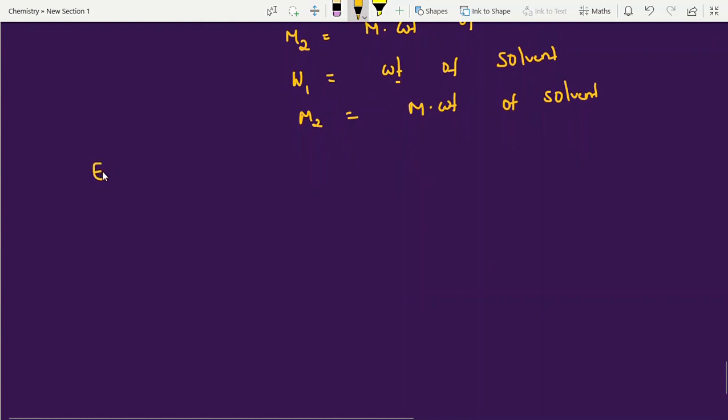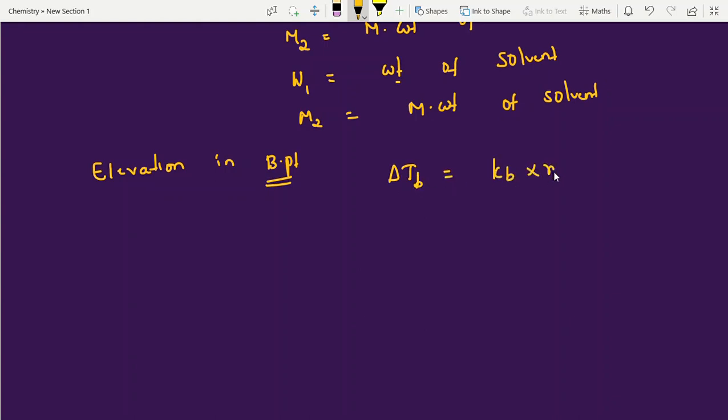Next, elevation in boiling point. What is the formula? Delta TB equal to KB into m. Molality is what? W2 into 1000 by, as already given above. So directly I'm writing here M2 into W1. Delta TB. Right, students? That's all.